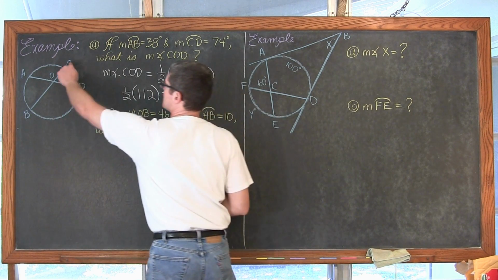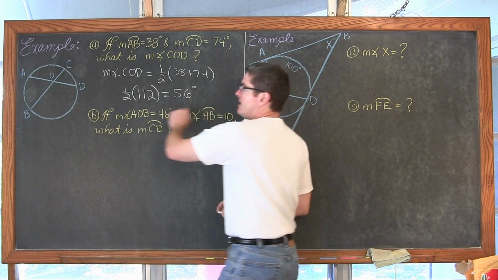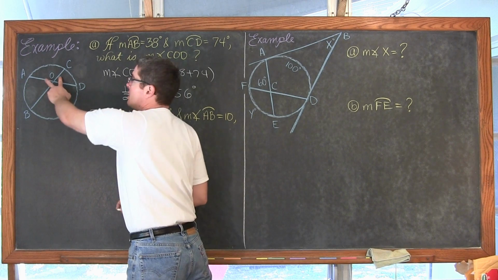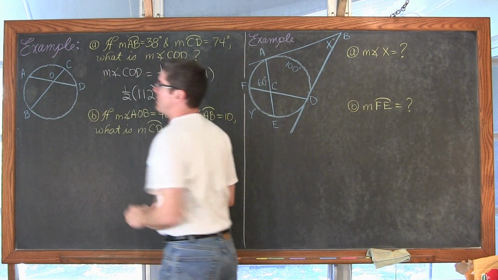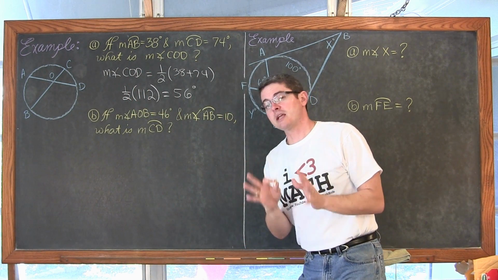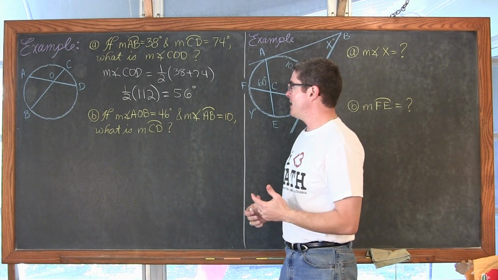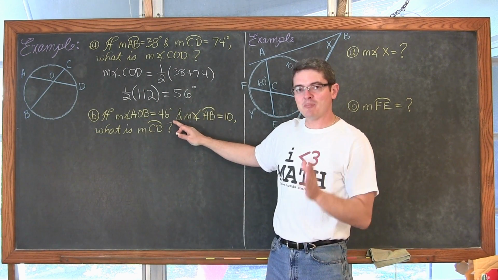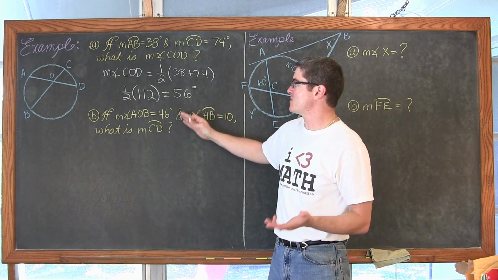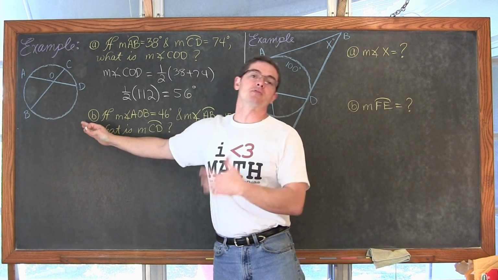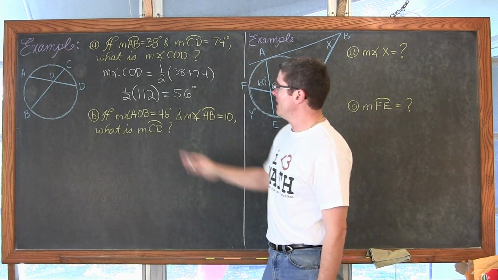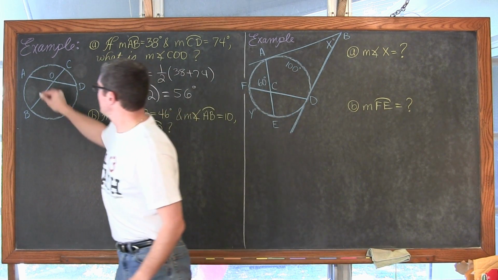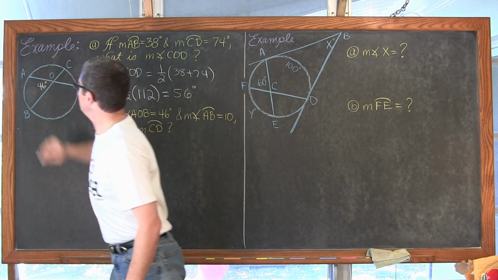Now, we just said that COD was 56, and vertical angles are on opposite sides of an intersection of 2 lines. So if I was extending the same question, angle AOB would be 56 degrees. So remember, we're starting a brand new problem. Probably should have said this example 2 instead of just part B. So the measure of angle AOB is equal to 46 degrees.